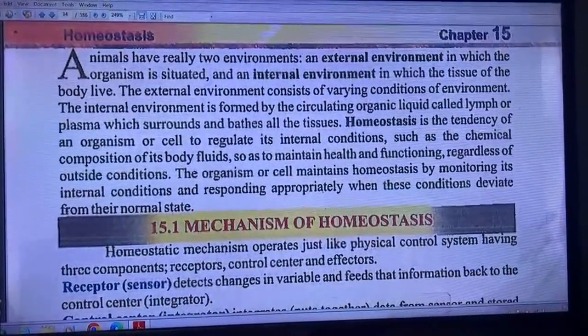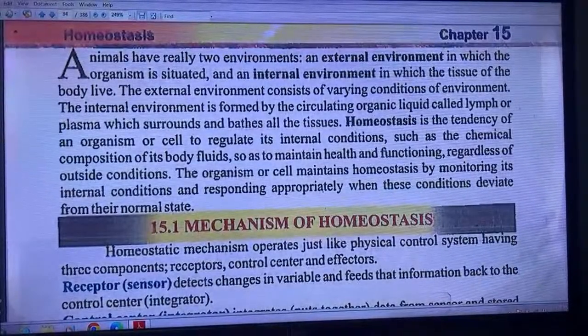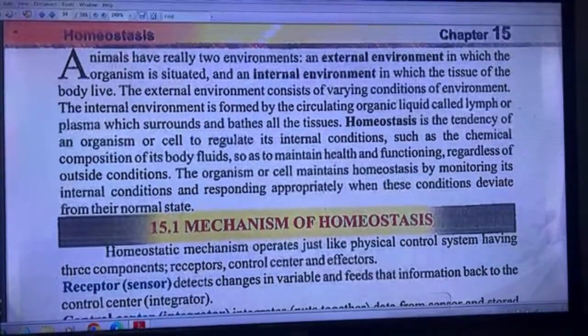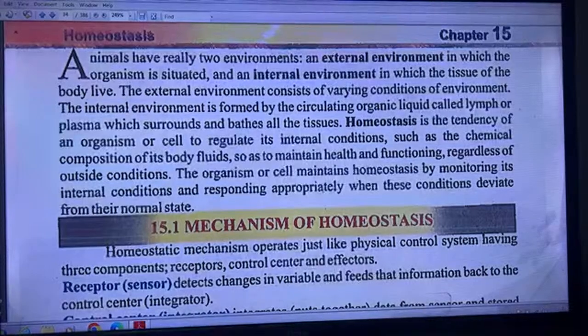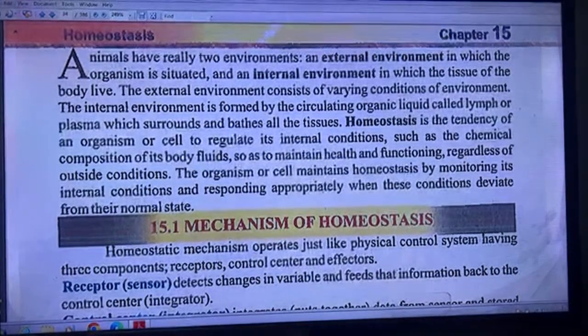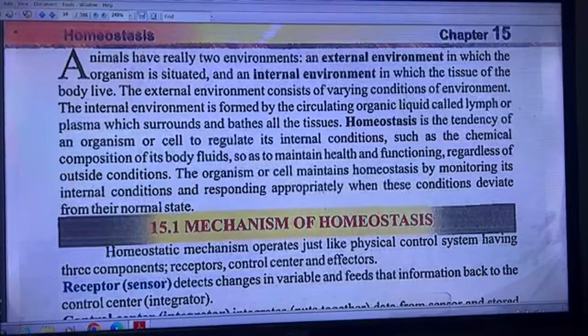Homeostasis. Animals have really two environments, an external environment and an internal environment in which the tissues of the body live. The external environment consists of varying conditions of the environment. The internal environment is formed by a circulating organic liquid called lymph or plasma, which surrounds and bathes all the tissues.